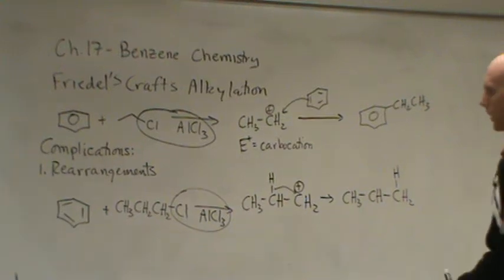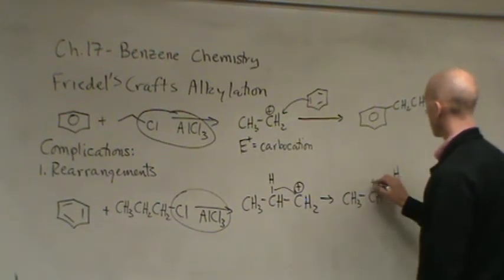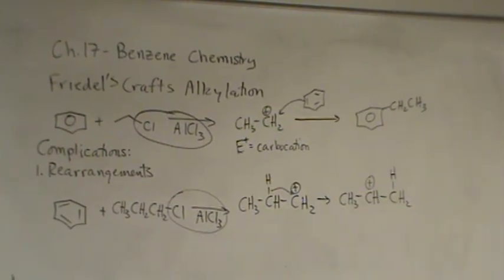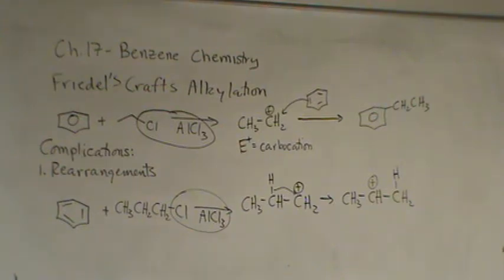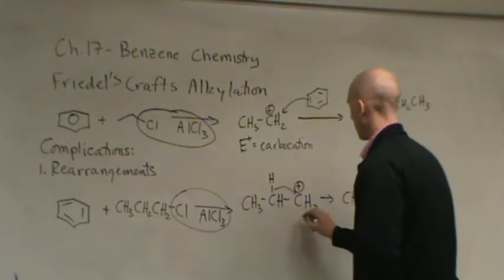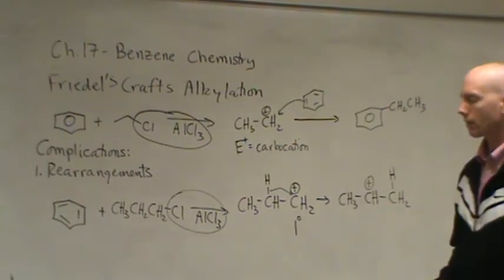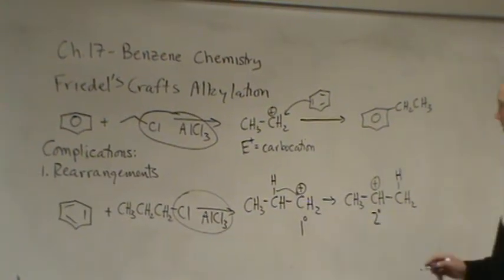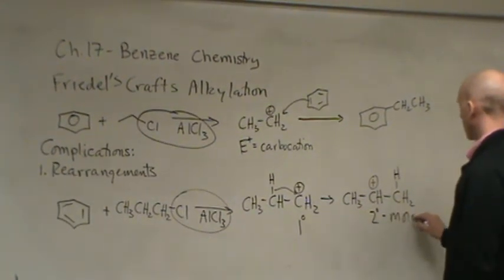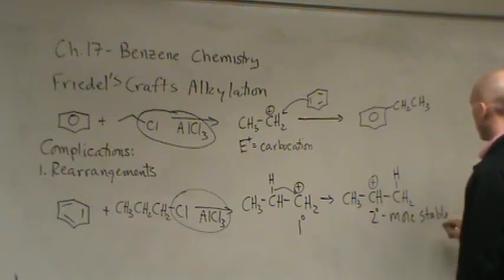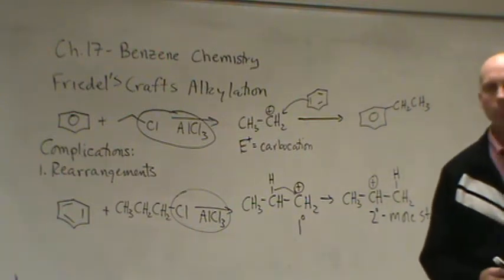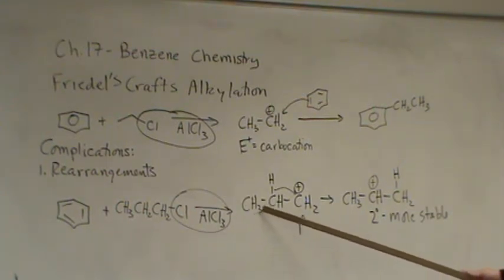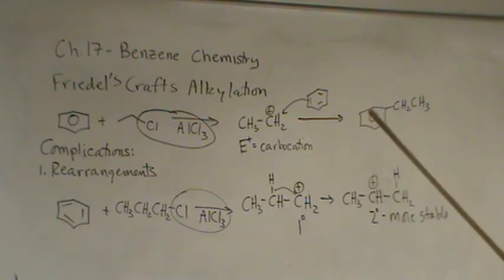Why would the hydrogen want to migrate over? Because when it does so, positive charge would come there. You say, well, why does it want to do that? Well, here the carbocation is primary. Over here, it's secondary. And remember, secondary is more stable. So this regular propyl group doesn't add on. Instead, the benzene will attach to this carbon.